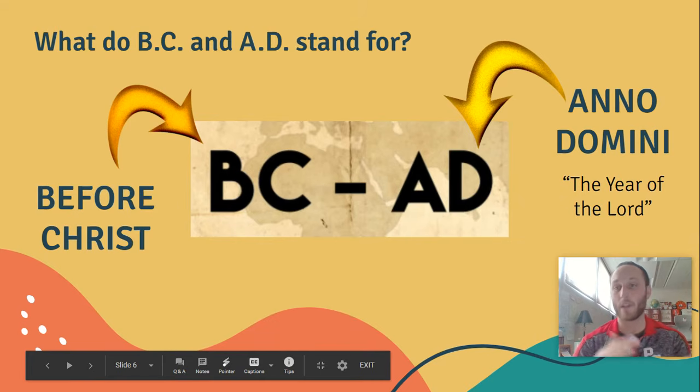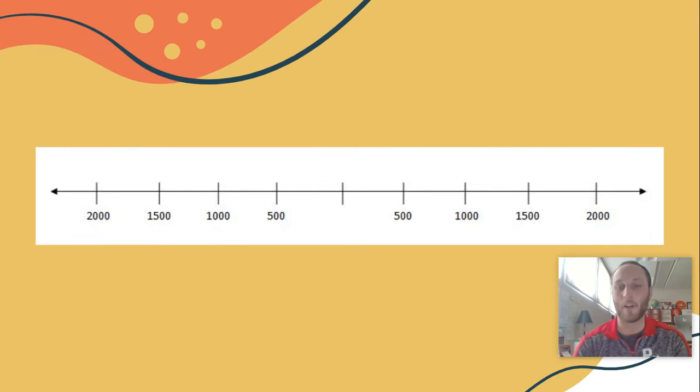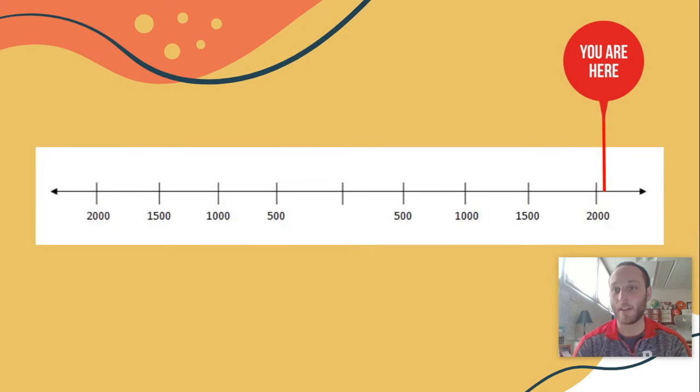So when we switched over from BC to AD, that basically means that we are now in the year of the Lord according to the Christian faith. So BC means before Christ, AD means Anno Domini. So if I were to look at a timeline here, we are here, right? So you see that you are here button. That's where we are in the scope of years, right? The scope of history. We're in 2021 AD. Okay, so that is where that little balloon is marked.